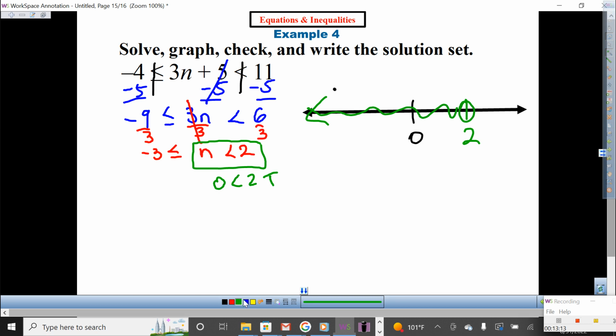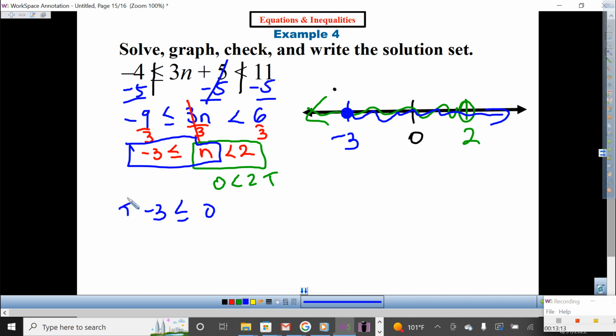All right, next I'm going to use blue for the second half. So -3 is right there. Is it an open or close point? Closed. All right, I'm going to test 0 again. 0. And it reads -3 is less than 0. Is -3 less than 0? Yes, so I'm going to use and go towards 0 because this is true.